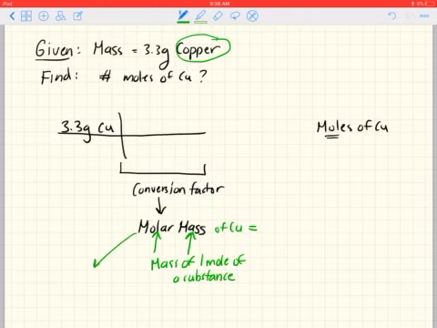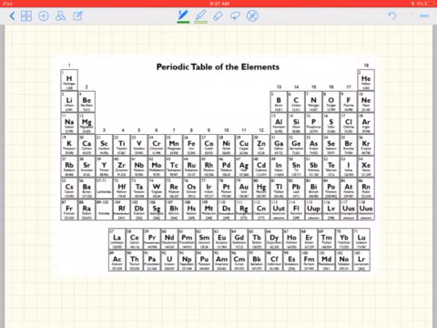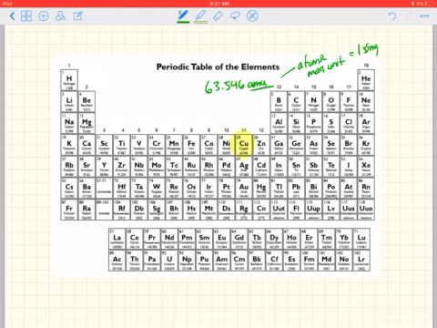That information can be found on the periodic table. So in class today, you had a chance to review the information given on the periodic table. So if we find copper right here, you can see that copper, a single copper atom, has a mass of 63.546 AMUs, where AMU refers to atomic mass unit. That is the mass of 1 single atom of copper.